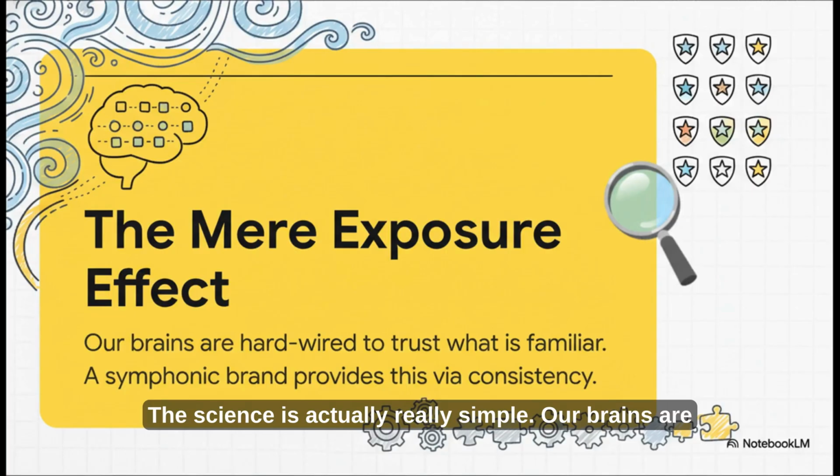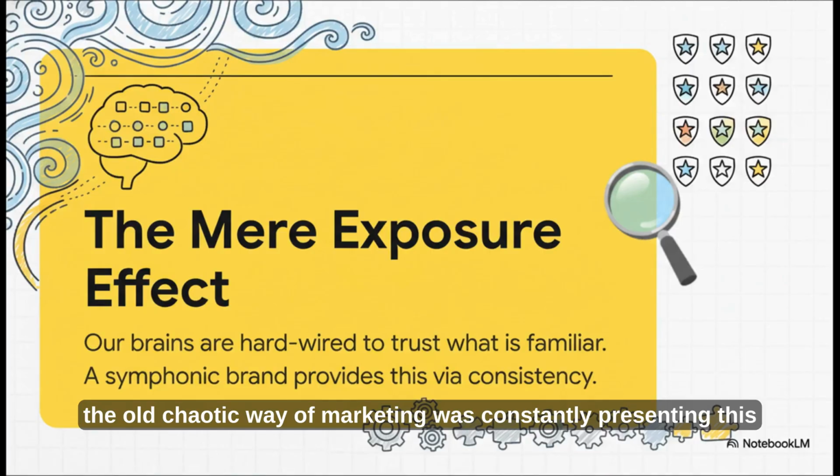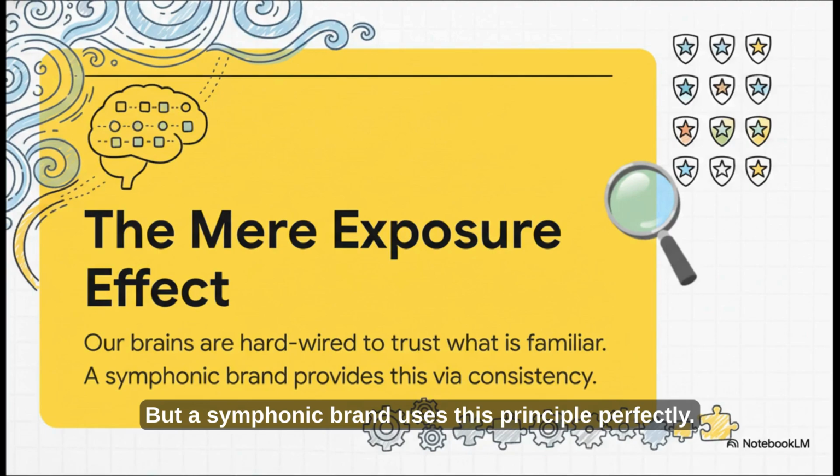Our brains are literally hardwired to prefer and trust things that are familiar to us. Think about it from an evolutionary perspective. Familiar things were safe. Unfamiliar things could be a threat. Now, the old, chaotic way of marketing was constantly presenting this unfamiliar, shape-shifting brand. But a symphonic brand uses this principle perfectly. It creates this deep familiarity through consistency.